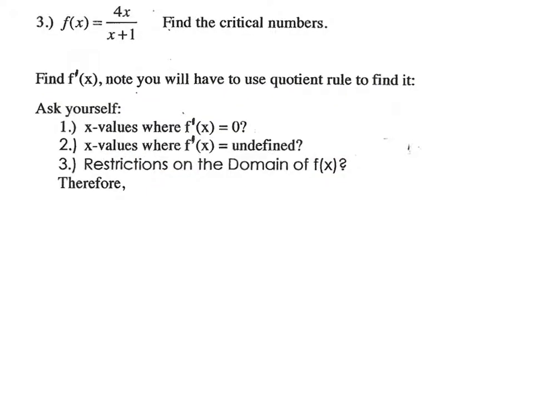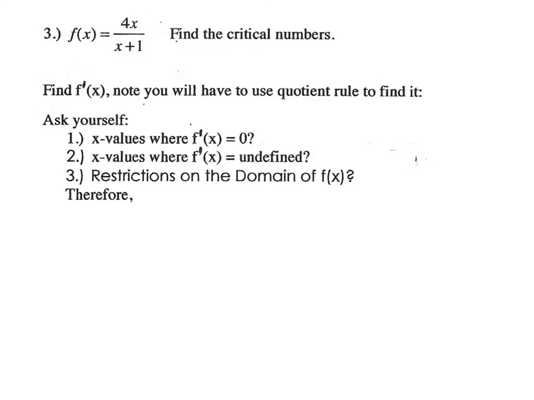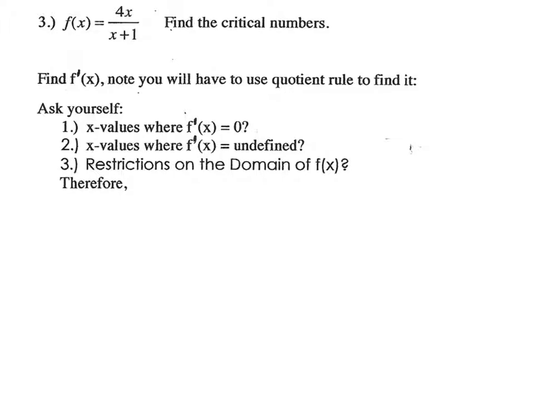Now let's take a look at the function f of x equals 4x over x plus 1. So it's important to note that for this function, x cannot equal -1. So -1 is not in the domain of our original function, which is step 3, restrictions on the domain. And it's important to note that because if we get a critical number at -1, it actually can't be a critical number because it's not in the domain of our function. So what we're going to do is take the derivative and set it equal to 0 and see if we can find a critical number that way.